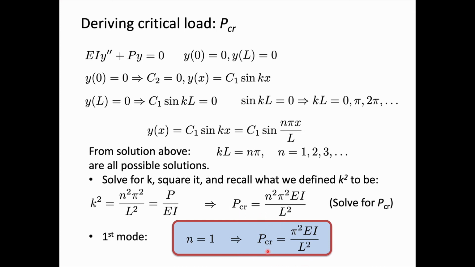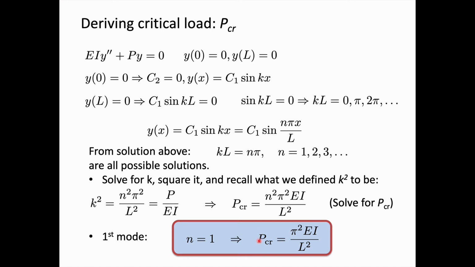The critical load for a column in compression with particular assumptions in place is equal to pi squared times the Young's modulus of the material, that's basically how stiff the material is, times the area moment of inertia, so that's a geometric property of the cross-section, divided by length squared. This is a really nonlinear relationship. As we increase length, we dramatically reduce the critical load.